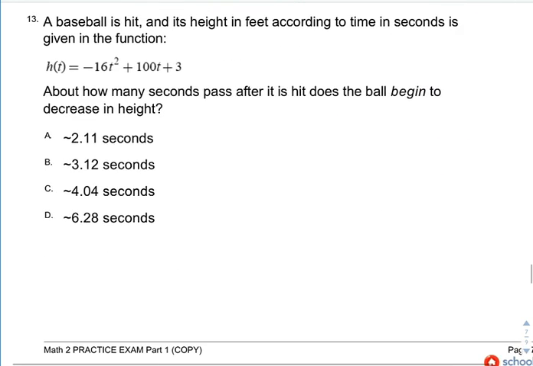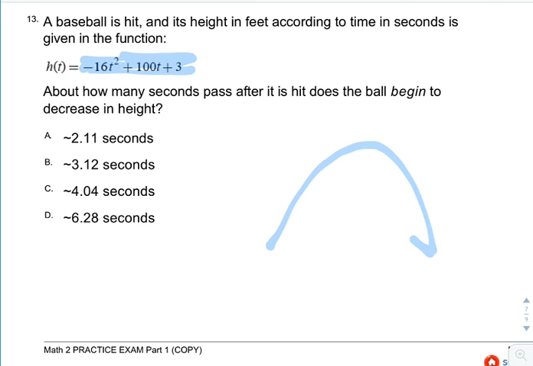Let's keep doing it. A baseball's hit height in feet according to time in seconds is given in the function. Okay, an easy one here. As time clicks, the ball is going to travel probably in a parabola and gain height. It's going to gain height and then lose height. How many seconds after it is hit does the ball begin to decrease in height?